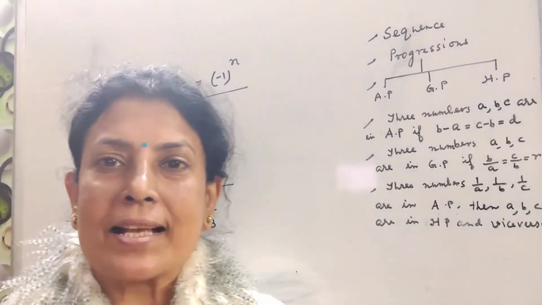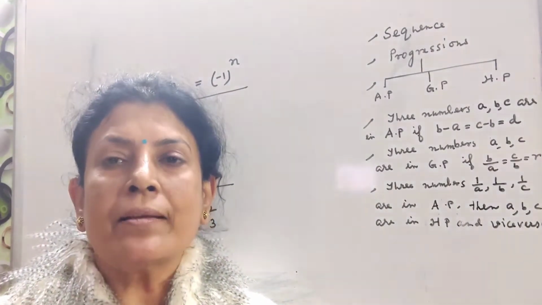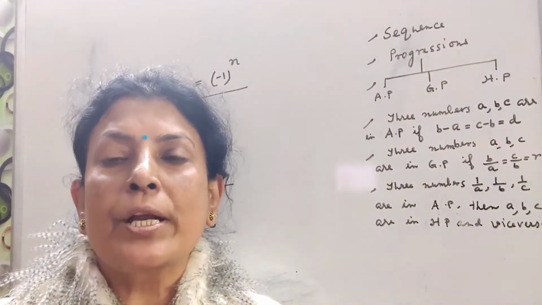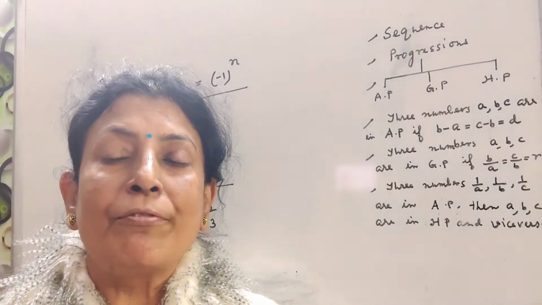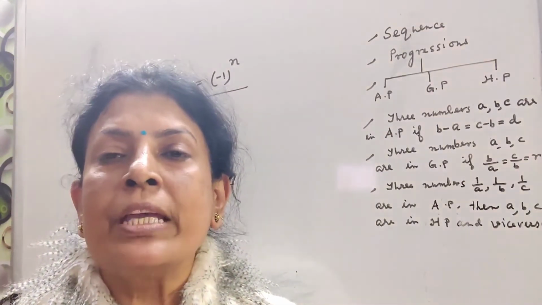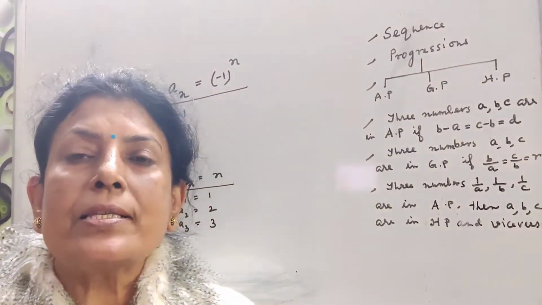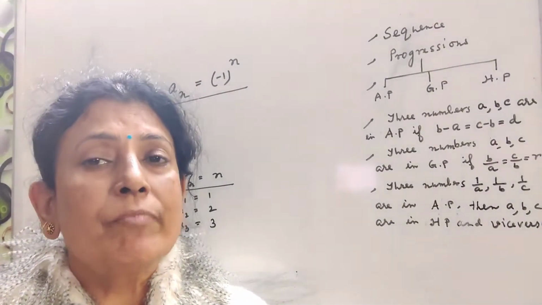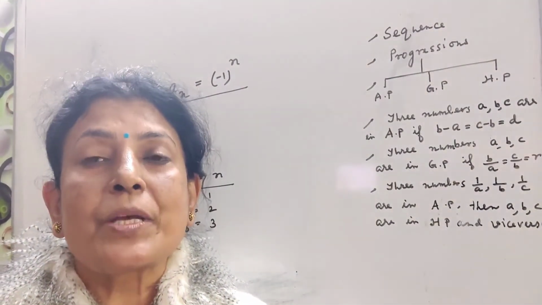Today we will discuss sequence, progression, arithmetic progression, geometric progression, harmonic progression, and lastly we will focus on arithmetic progression. Now what is meant by sequence? A sequence is a general expression of numbers which may be repetitive but in a special order.